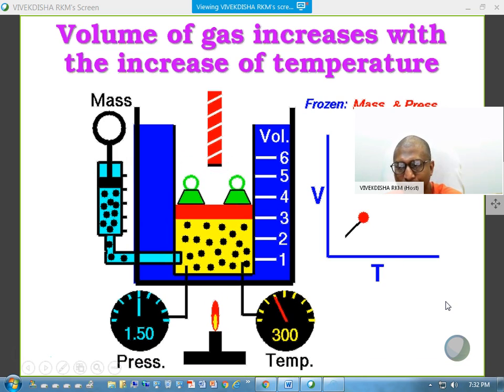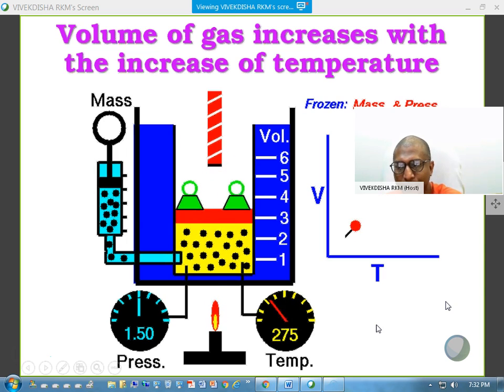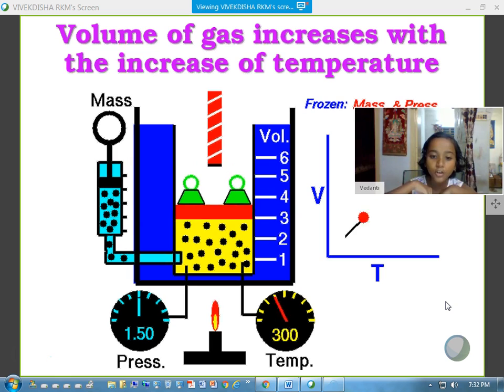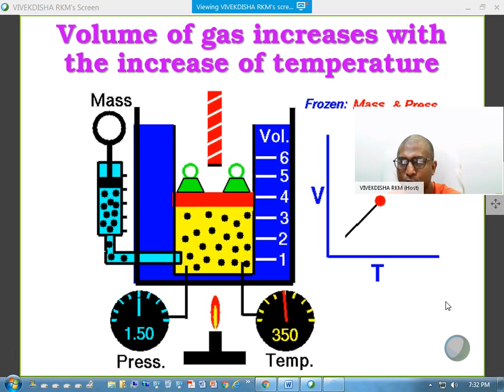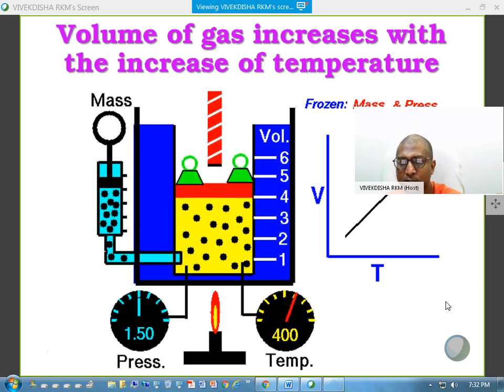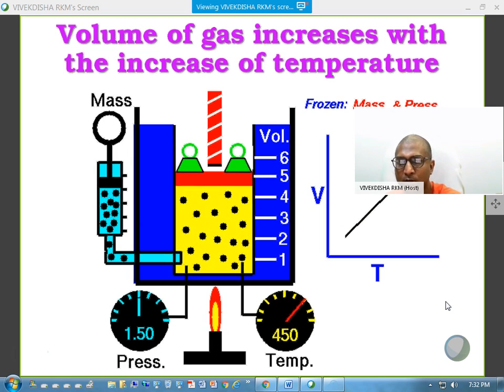Vedanti, what is volume? Volume is something that changes of gas but does not change. No, we didn't say like that. We talked about definite volume every time. Then what volume is? What is volume?